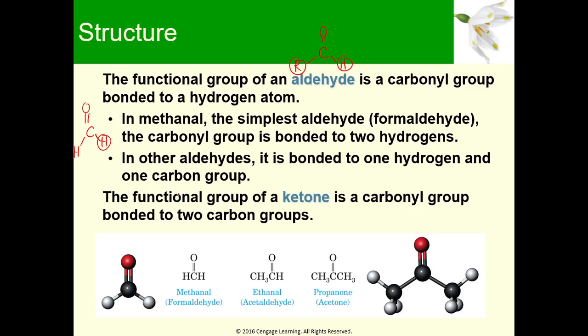On the other hand, the functional group of a ketone is a carbonyl group that is bonded to two carbon groups. For example, our best known example of a ketone is acetone, the one we use to clean our nails. Whenever the girls have cuticles, the remover for that is acetone. The systematic name, or the IUPAC name, of acetone is propanone.